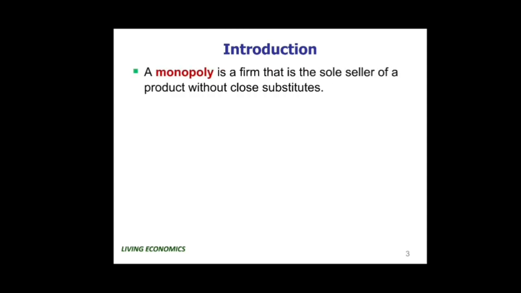So let's start our discussion with the introduction. What is a monopoly? A monopoly is a firm that is the sole seller of a product without close substitutes. That means there is a single seller of the product or a good and there are no close substitutes available to that good. For example, Indian Railways.